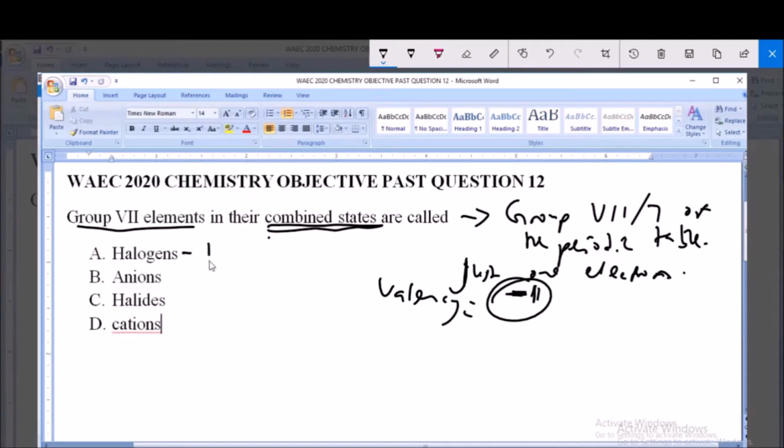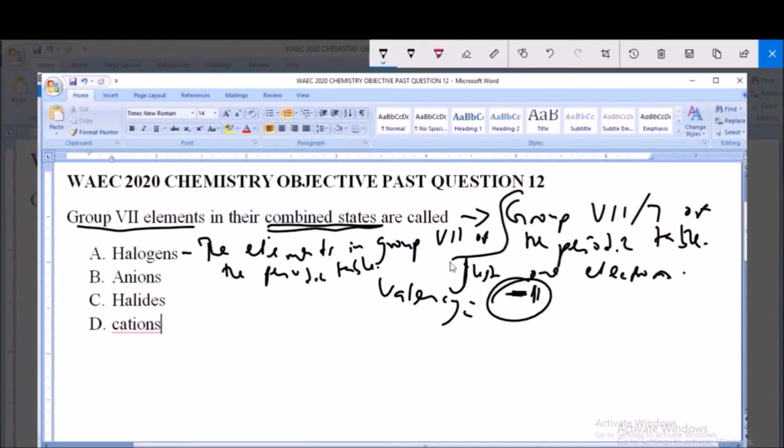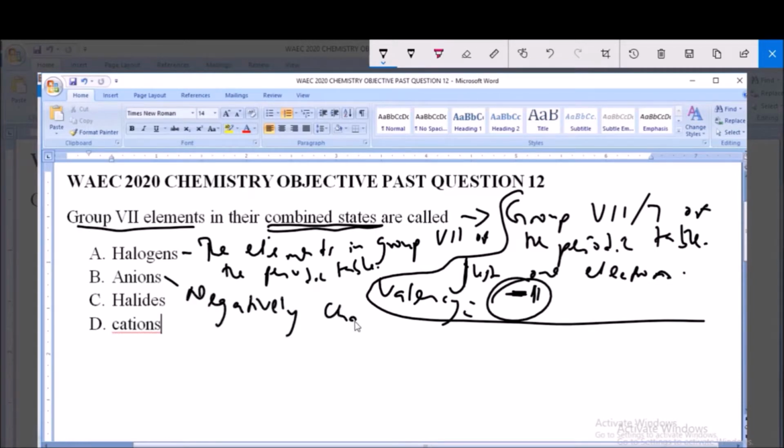Now, halogens are basically just the elements in group 7 of the periodic table. So the elements themselves in group 7 of the periodic table are known as halogens, just the elements. Now, anions are basically just negatively charged ions. An example, we have the chloride ion.